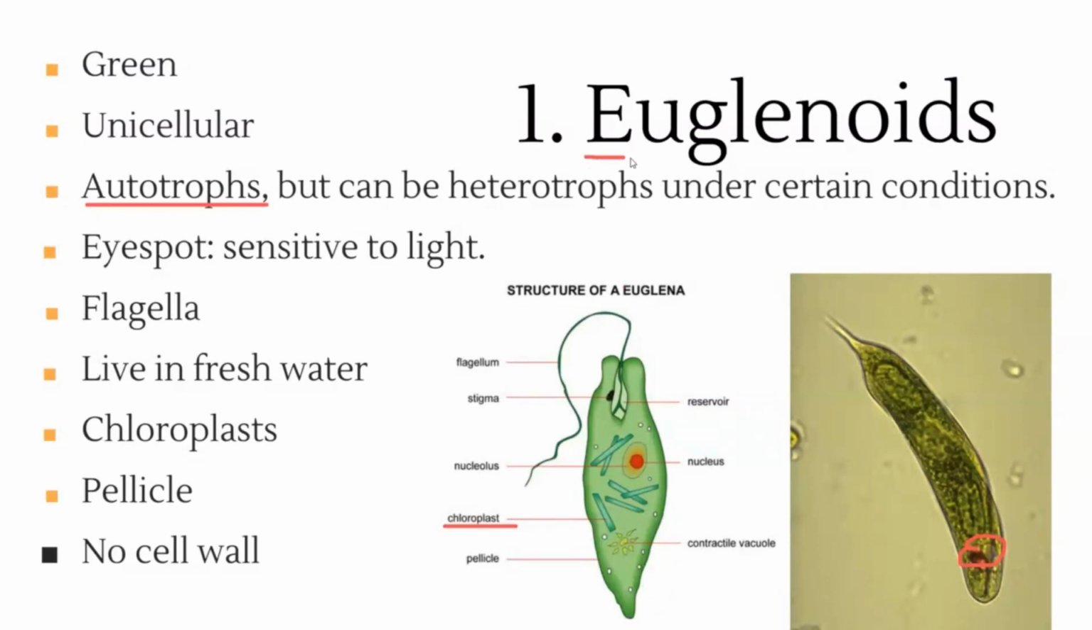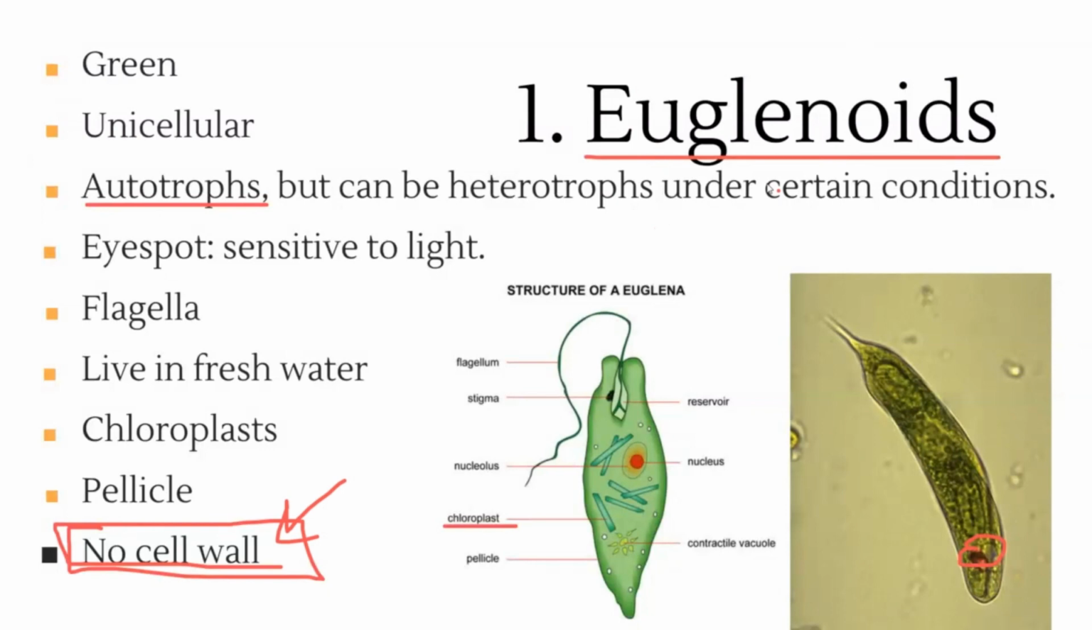So very, very unique, euglenoids. They share a lot of characteristics with those animals, including they do not have a cell wall. So most plant-like protists are going to have a cell wall, not the euglenoids. What's unique about the euglenoids is that eye spot.